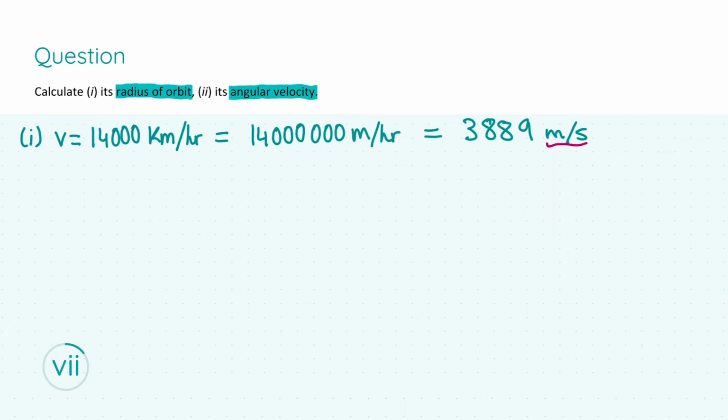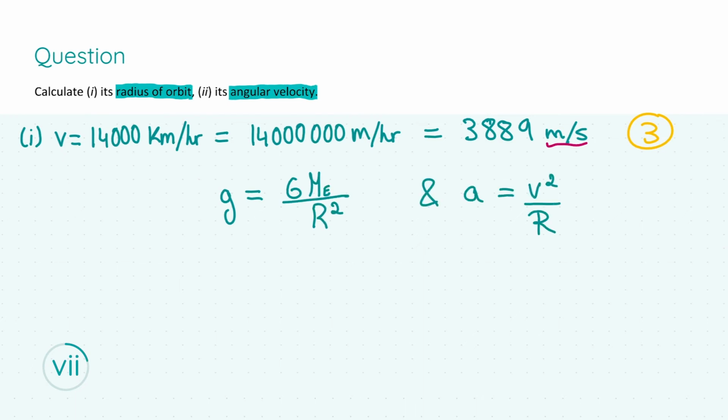And because this is a lot of work in going into SI units, we're given 3 marks for our efforts. Now, the formulas that we're going to be using are the acceleration due to gravity formula and the centripetal acceleration formula. Why were we going to be using these? Well, we know our constants G and the mass of the Earth. We are looking for r, which is the radius of orbit. We also know v.